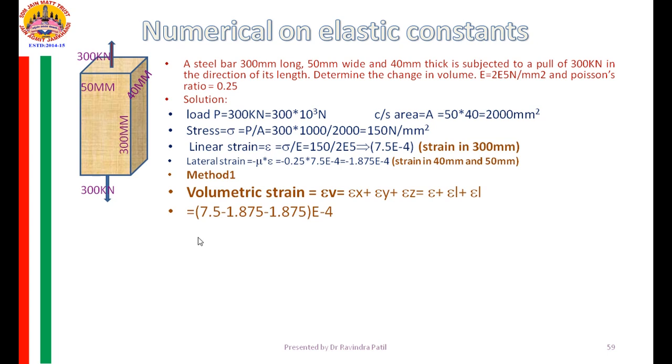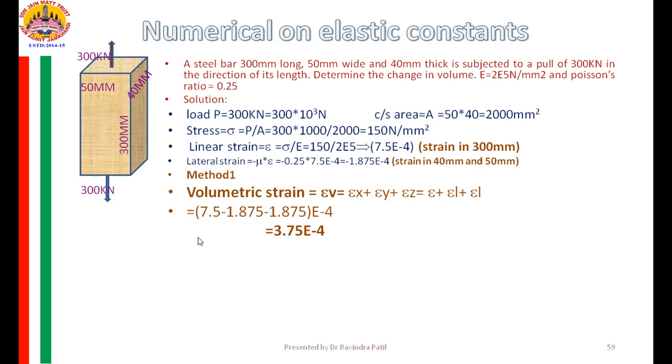Therefore, substitute these values. Epsilon A is 7.5 × 10 to the power minus 4. Epsilon A L is minus 1.875. After substituting it, we are going to get the volumetric strain as epsilon of V is equal to 3.75 into 10 to the power minus 4.